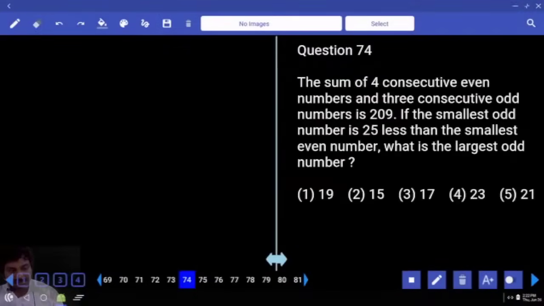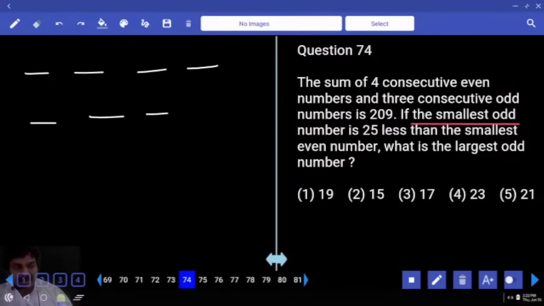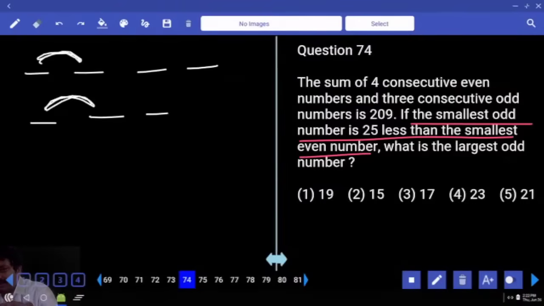Right. So how many consecutive even numbers are there? Odd numbers? Sum of all these numbers, 7 numbers, is 209. Smallest odd number is 25 less than smallest even number. What is the difference between these two numbers? 25? Okay. Difference between these two numbers?